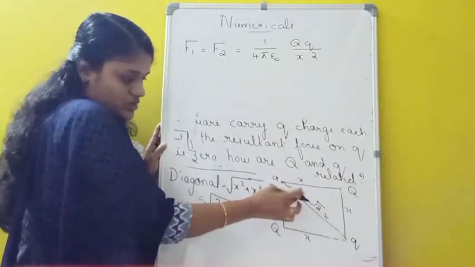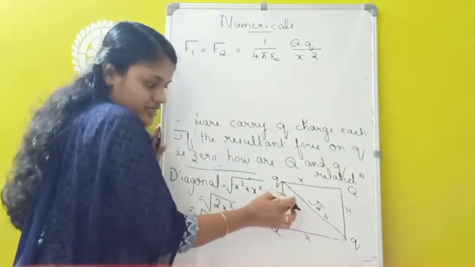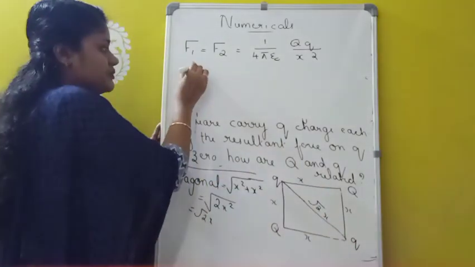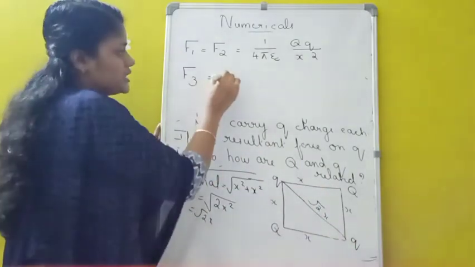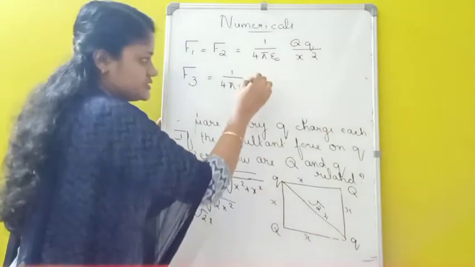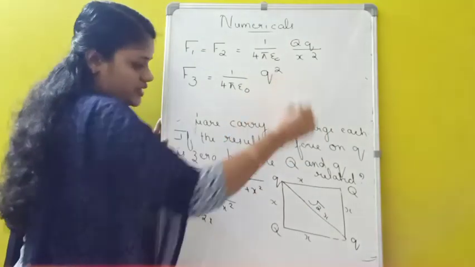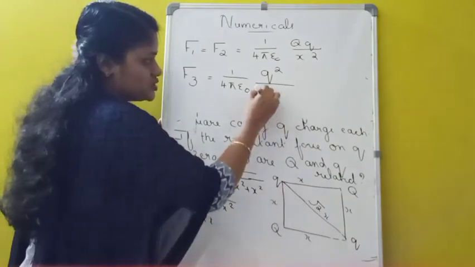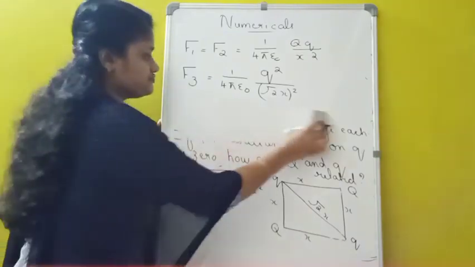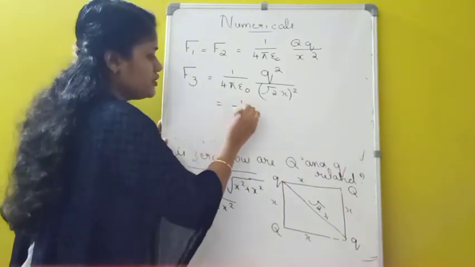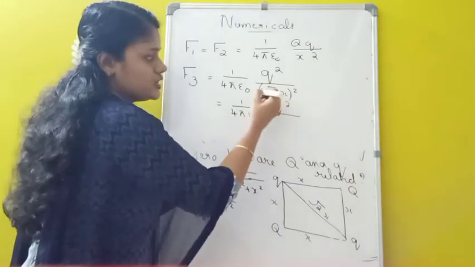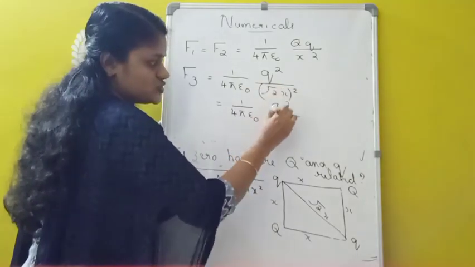Then one more charge is there, no? Small q. So next we have to find the force acting on this small q charge due to another small q charge. I am taking that as F3. F3 equals 1 by 4 pi epsilon 0 into the product of charges q into q, that means q square, divided by the distance square, that means root 2x the whole square. That is equivalent to 1 by 4 pi epsilon 0 q square divided by root 2x the whole square, which means 2x square.